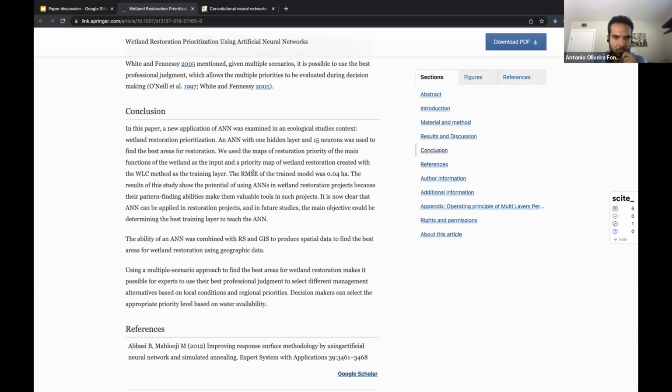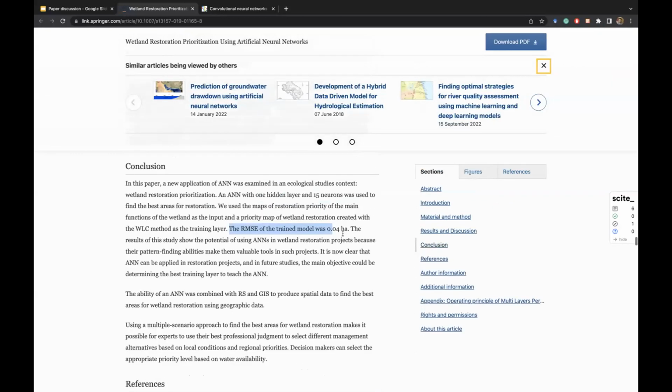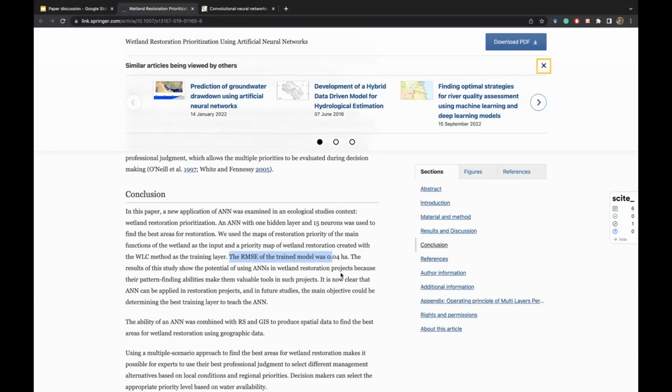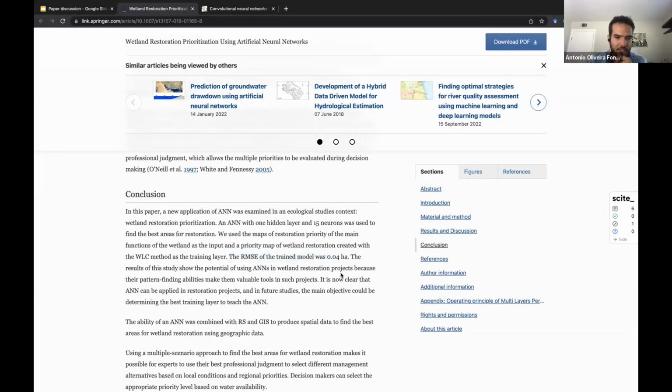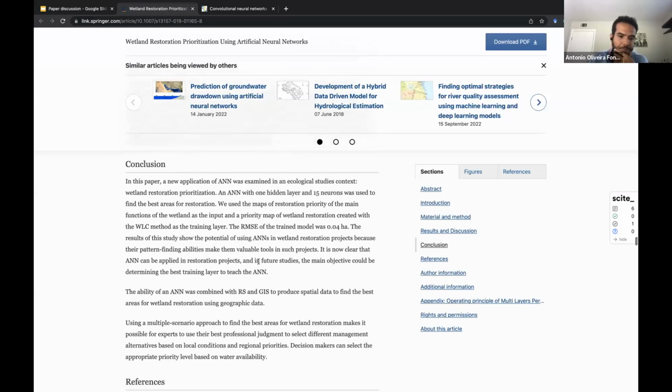Here, the RMS of the trained model is 0.04. But they're not comparing to anything, right? They're just saying that's the RMS with respect to the ground truth, so we made a mistake by this much. What does it actually mean? It's very vague. Is it doing better than other methods? They don't really do this comparison.